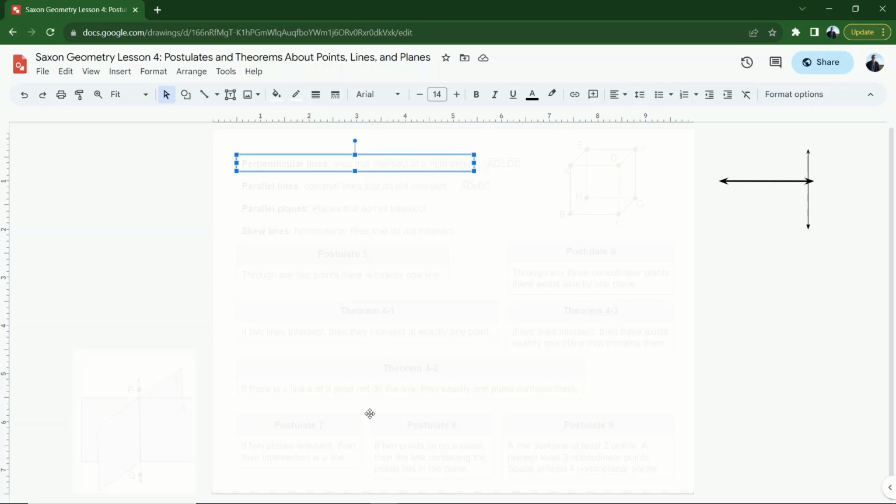Hey, geometry students, welcome to lesson 4. We're going to be talking in this lesson about postulates and theorems about points, lines, and planes.